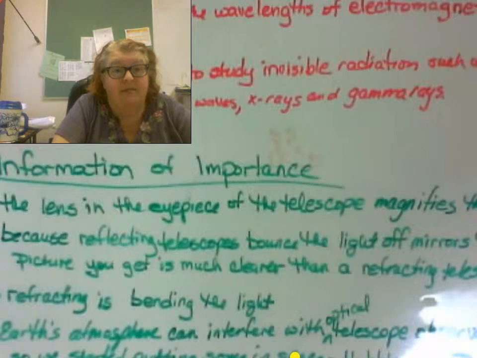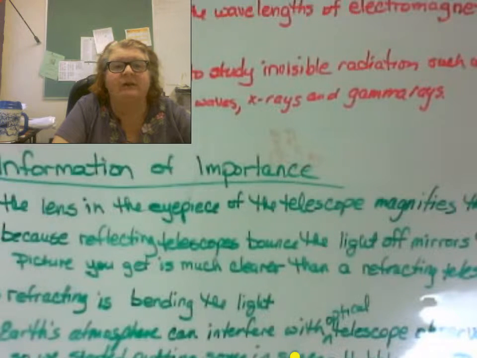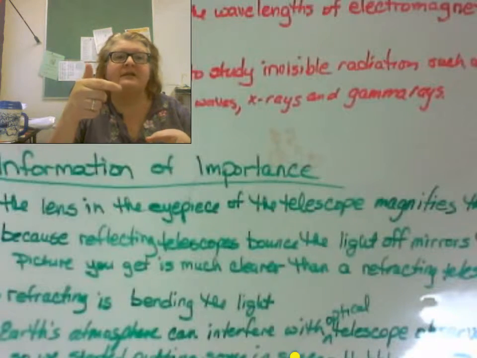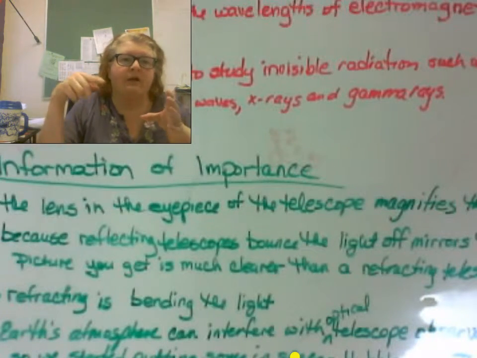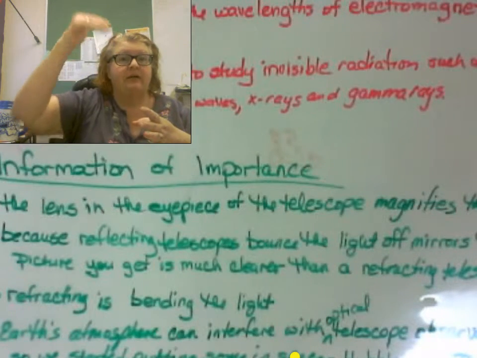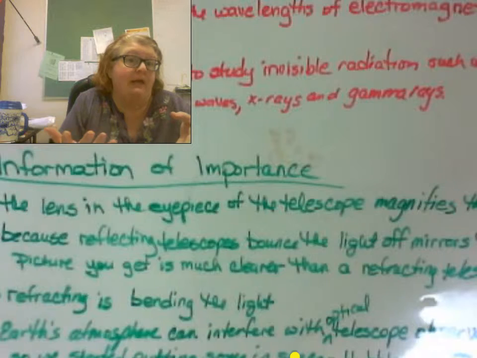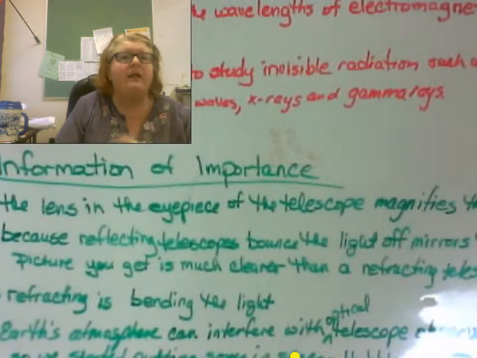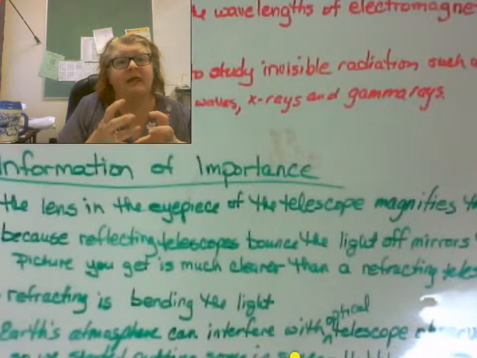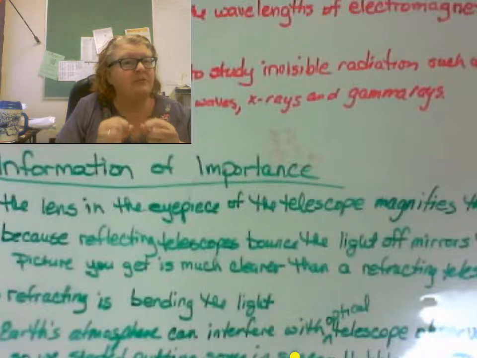The lens in the eyepiece actually magnifies the picture. I already said that. And because reflecting telescopes bounce the light off of mirrors, the picture you get is much clearer than a refracting telescope. Because remember, refracting telescopes are using a lens, and the light is going through the lens. Whenever something goes through, like the light coming down and going through our atmosphere, it's diffused, it's changed a bit, it's bent. Yes, you can bend light. That's what a refracting telescope is doing. It's bending the light, and so it actually makes the picture not as clear. It's not a crisp, clear picture.